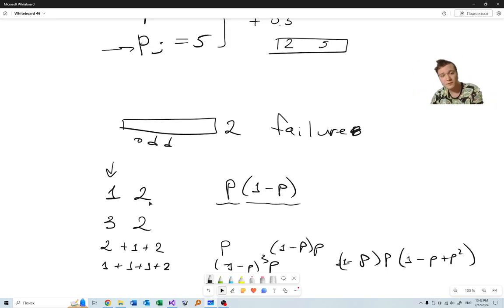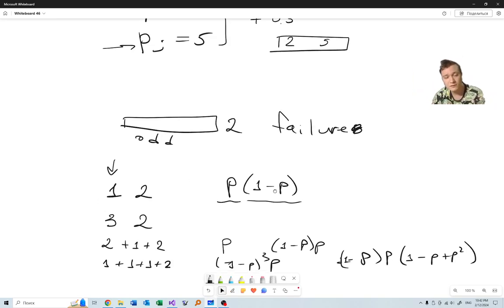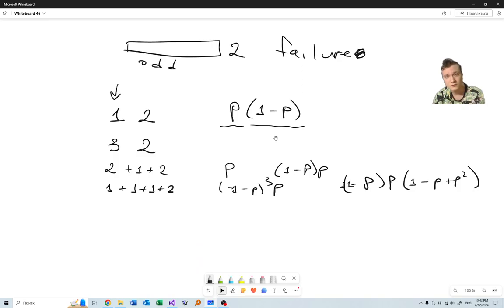Okay, so I have some probability to get some odd number. Maybe we need to calculate the probability to have some even number without failures. Yeah, because it is simply multiplied by this afterwards. So, I need to calculate the probability that I collected some number without failures.